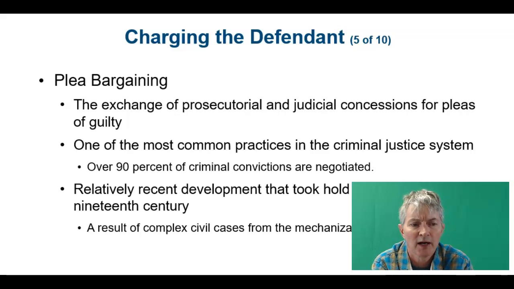Ultimately, these methods result in lesser sentences, especially under sentencing policies which limit judicial discretion. Plea bargaining is a cornerstone of the informal justice system. More than 90% of criminal convictions are the result of bargains. Even in serious felony cases, plea bargaining can be an option.